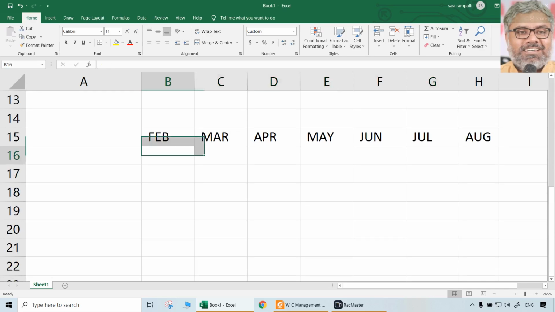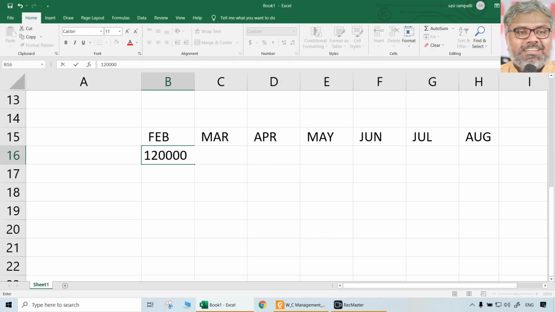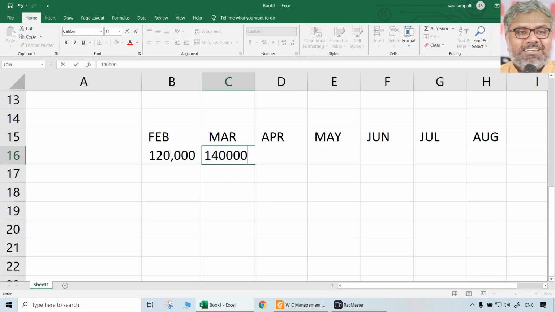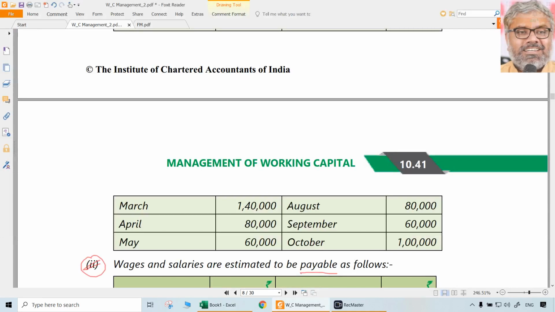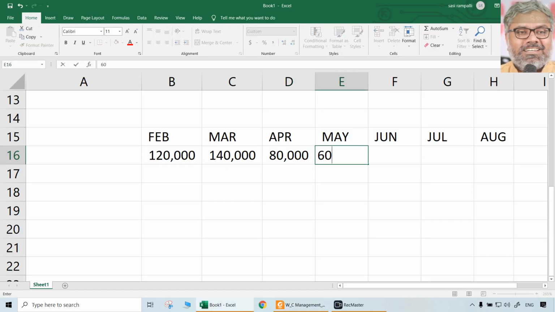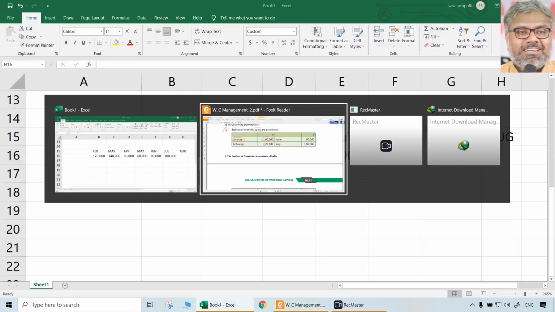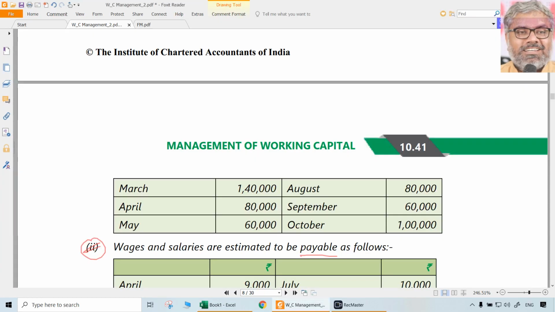For this purpose, we need the sales of many other months also. Let us just copy paste the sales first. 1,20,000. February sales, that is March 1,40,000. April 80,000. May 60. June 80. July 1 lakh. August sales we are just copy pasting. This is what you have to do on paper. August 80,000. These are the sales first.